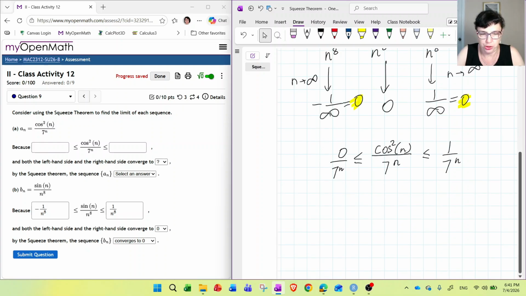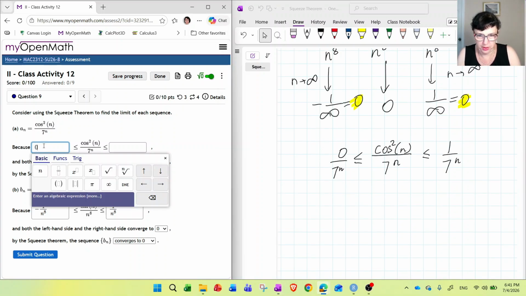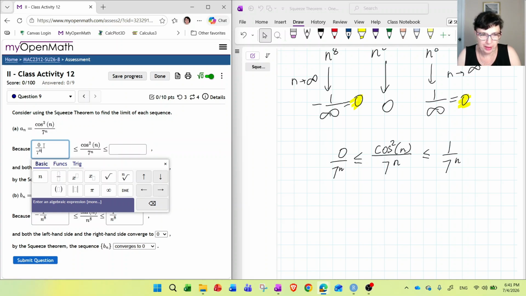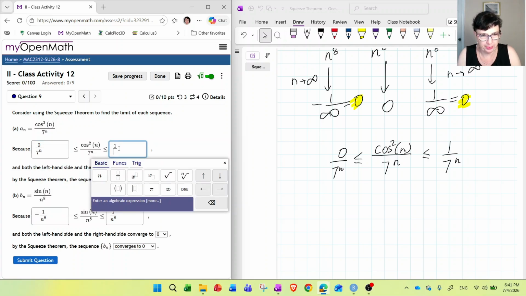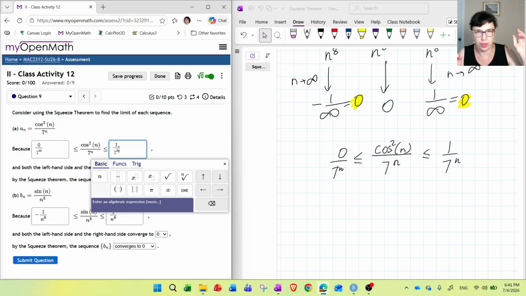Okay? All right, so that's going to be over here. And notice how the bottom does not change. So be careful, the bottom does not change. It's got to be the same. Because you're saying cosine squared is between 0 and 1. Now let's divide everything by 7 to the power n. Okay, so now let's take a look at the limit.